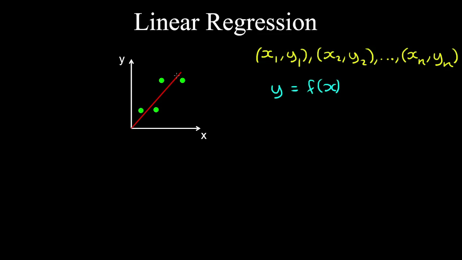So this can be a line, a quadratic polynomial, and so on. And these data points, for example, may represent the force versus the displacement of a spring. And we want to determine the stiffness of the spring.